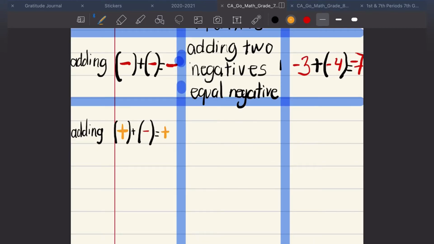In this case, if you notice, I made the plus sign bigger than the negative sign to remind you that whenever you are adding integers of different signs, then you are going to subtract the smallest from the greatest, and you are going to keep the sign of the digit with the greatest value, or the greatest absolute value.